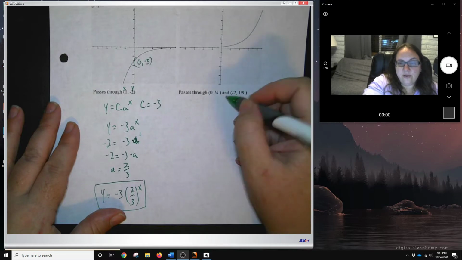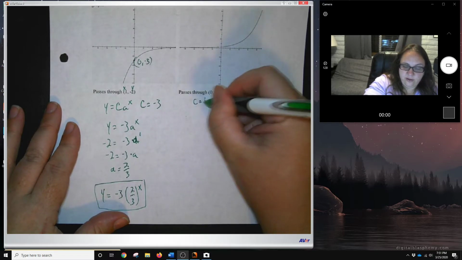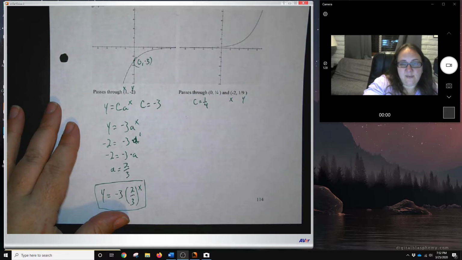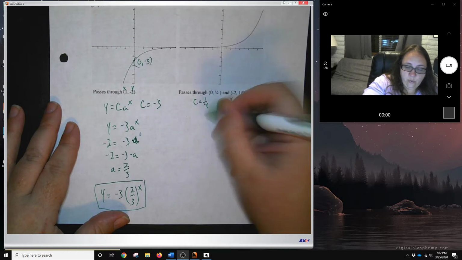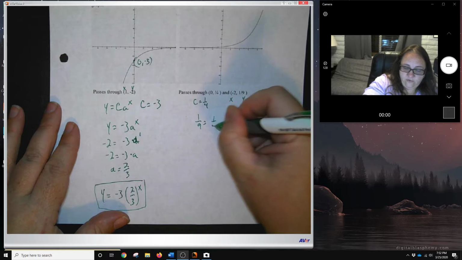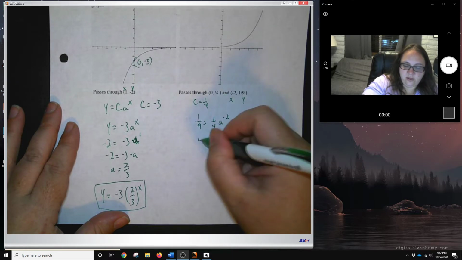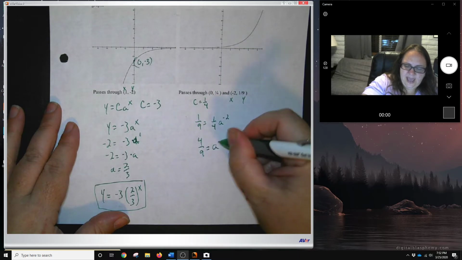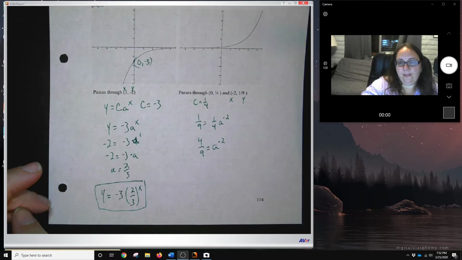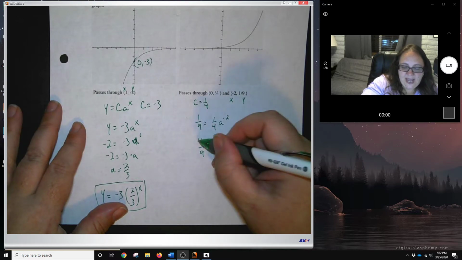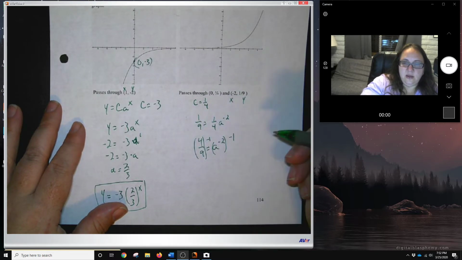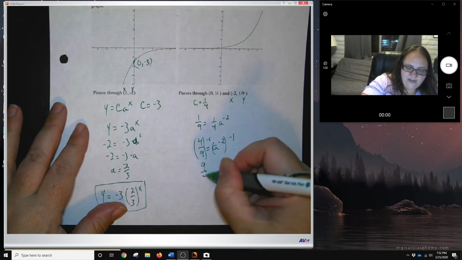And so here we have a c value of 1/4. And then this is my x and this is my y. So I'm going to plug in all three of those and solve for a. So 1/9 equals 1/4 times a to the -2. I'm going to multiply both sides by 4 to get rid of this 1/4. 4/9 equals a to the -2. Now, I'm going to take both sides to the -1. And then 4/9 to the -1 is 9/4.